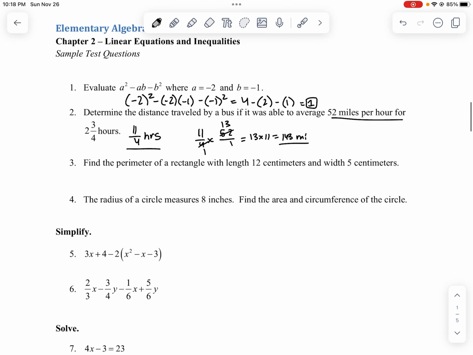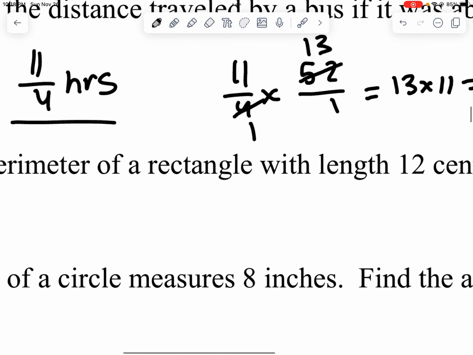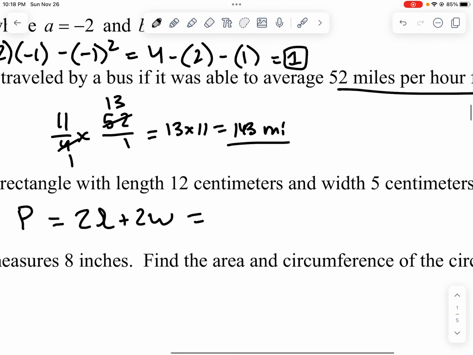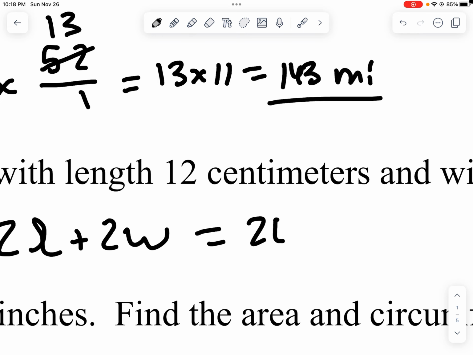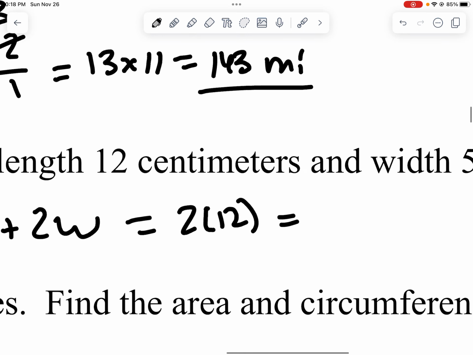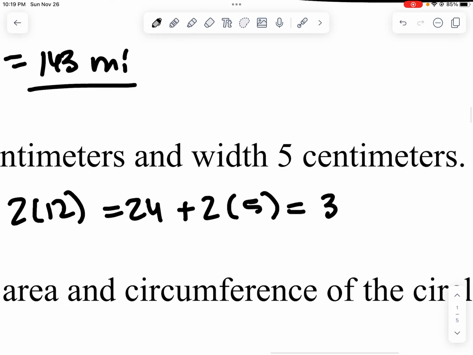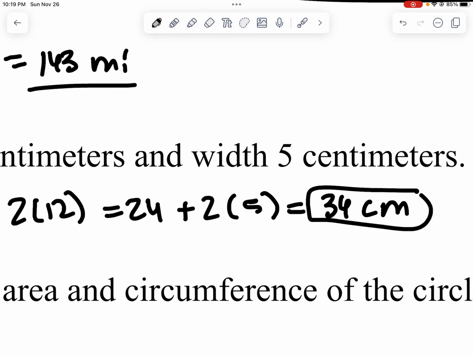Find the perimeter of a rectangle. I'm not going to draw this out just for the sake of time, but 12 into 5, right? That's a rectangle, something like that. I'm not going to actually draw it out, but the perimeter of a rectangle, right? The formula is 2L plus 2W, okay? What is 2L? 2 into 12, that's equal to 24 centimeters, plus 2W, which is 2 into 5. 24 plus 10 is 34, and again, don't forget the unit, centimeters, okay?